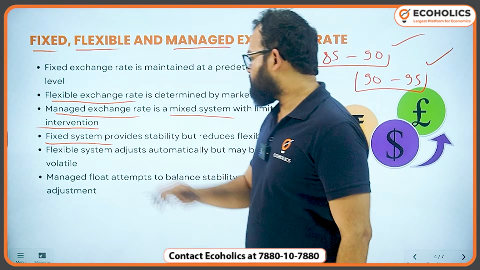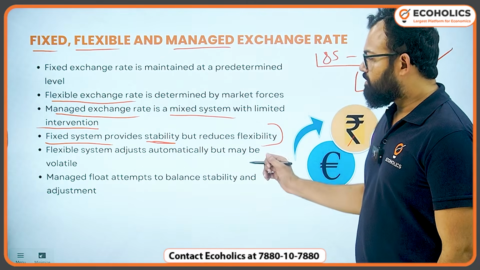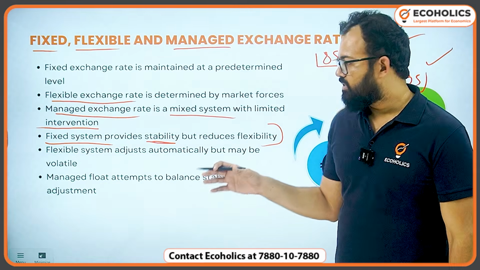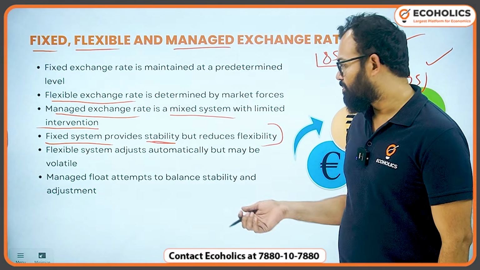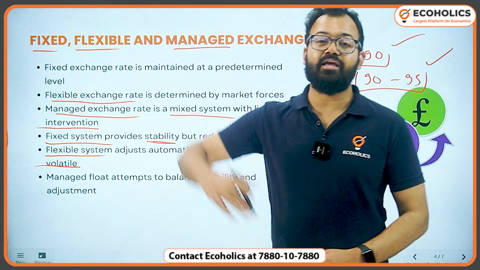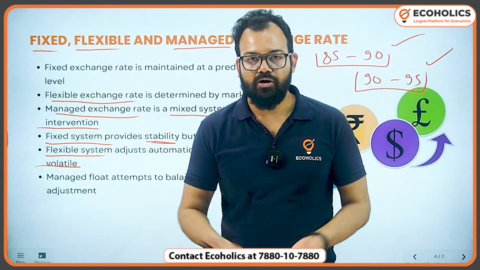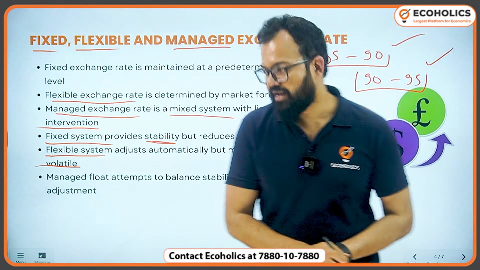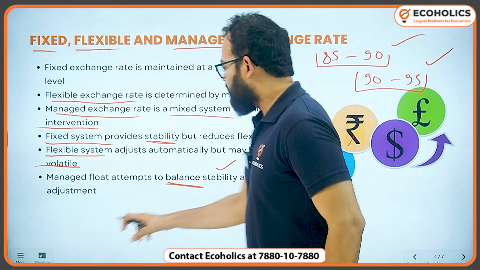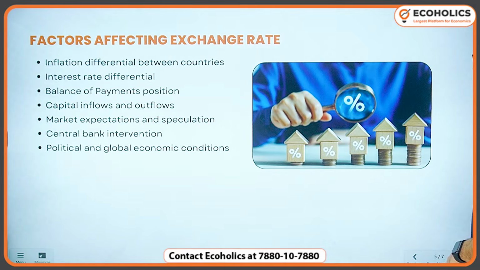Fixed system provides stability but reduces flexibility. The same thing happened with India in 1991: there were bailouts, depreciation, and an overvalued rupee created problems. Flexible system is very volatile. The crisis is sudden capital outflow, which you are not able to stop. What will happen? Collapse of the economy. That's what we call speculative attacks. So managed float attempts to balance both stability and adjustment. Okay? I hope this makes sense. This is how you have to understand and write it in the exam.